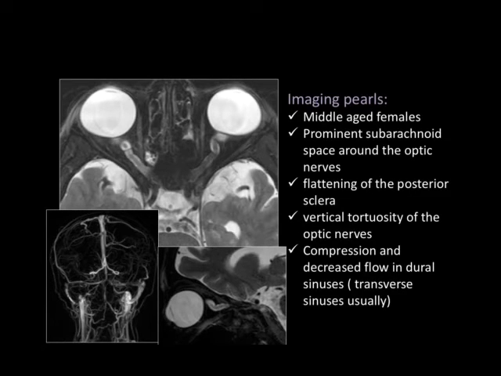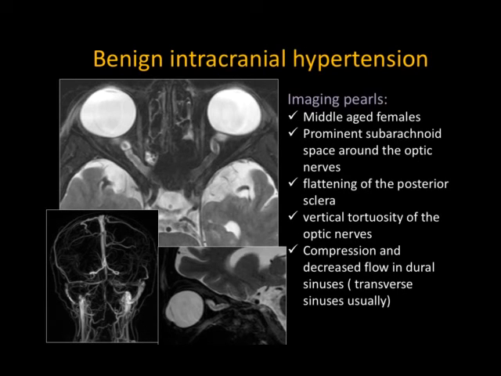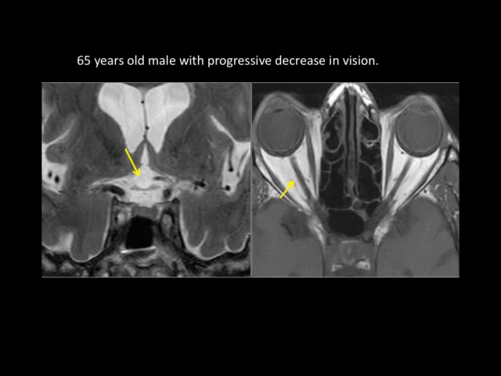But you have to do a venogram to rule out dural venous thrombosis also, because a lot of times thrombosis can also give rise to IIH. So this is benign intracranial hypertension. I have marked it, so it's easy. Next.